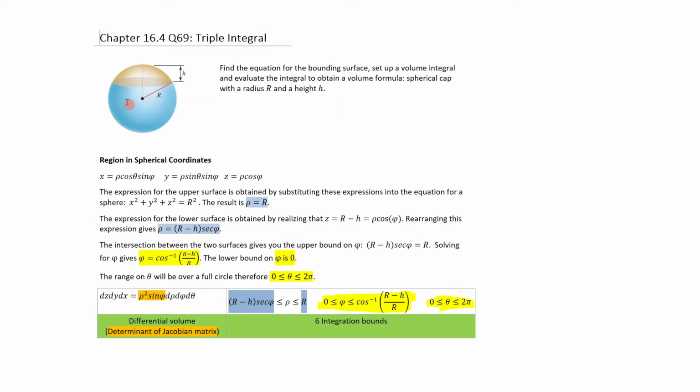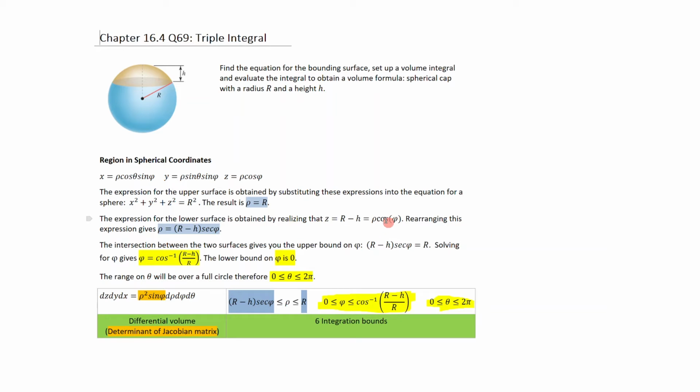However, in spherical coordinates, if this is the radial vector, then we can say that rho would be arbitrarily the radius pointing in all directions with respect to the origin, and the angle phi would be the angle that you see between the z-axis and the radial component. Then at this point here, we can say that z equals r minus h, which is this height, is nothing more than rho times the cosine of this angle phi.